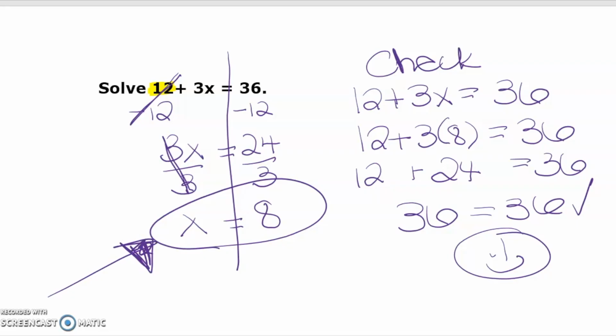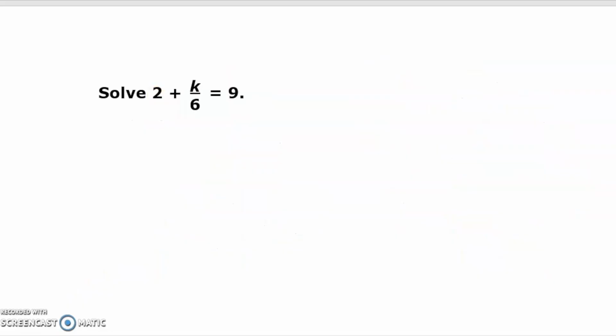This is my answer. All right, now let's look at one with division. Oh my goodness. Okay, these ones get a little bit, I actually think they're easier, but I know that we see the fraction bar and we get a little nervous. So we want to get rid of a 2. The opposite of a positive 2 is a negative 2. So we're subtracting 2 on both sides. 2 minus 2 is 0. I get to cross them out. I bring down k divided by 6 equals 9 minus 2 is 7.